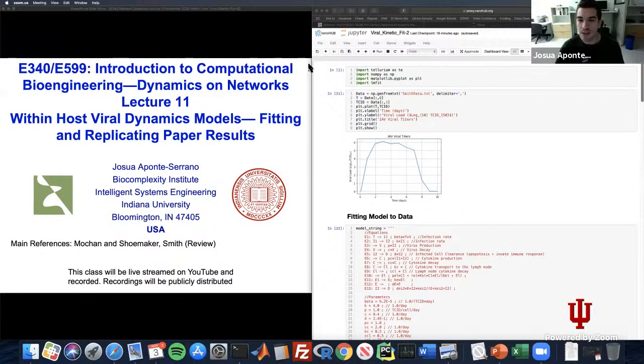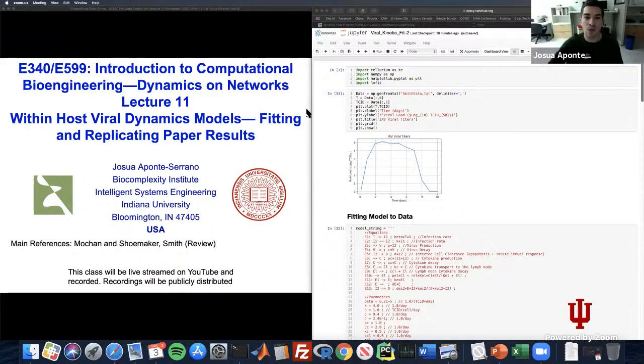The last couple of weeks we've been talking about how to construct a within host viral dynamics model. We're gonna review some of the steps that were discussed last class, specifically in terms of how to include immune modeling.